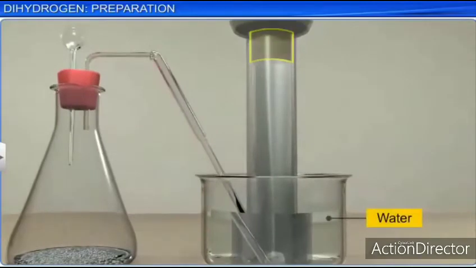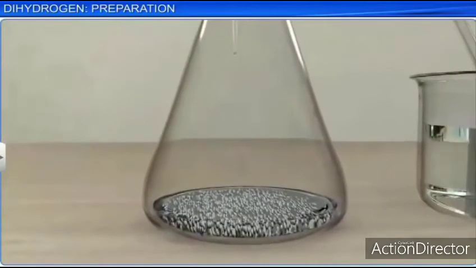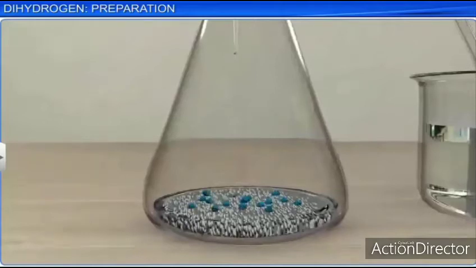Sometimes, the reaction stops midway as the bubbles of hydrogen gas stick to the surface of the zinc granules, preventing its further reaction with the acid. To avoid this, a few crystals of copper sulfate are added to the reaction mixture.